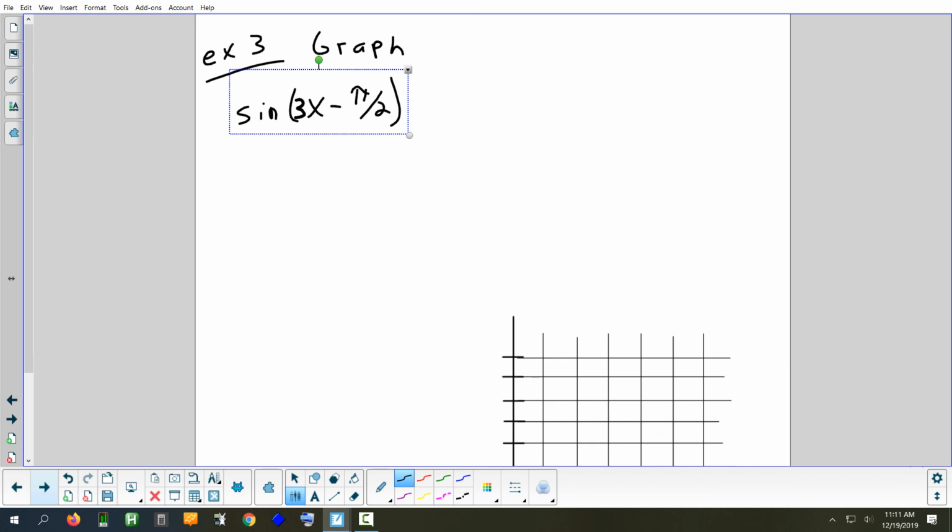So the order would be very important. Which one would you do first? Yep. The pi over 2. You deal with the pi over 2, which is going to shift everything to the right, because that's negative. Yep. And then the 3, that's going to be a compression by a factor of 3. It'll be pretty much the same.